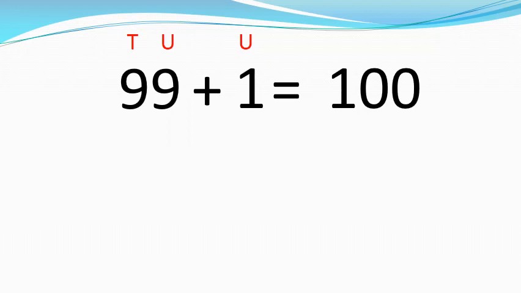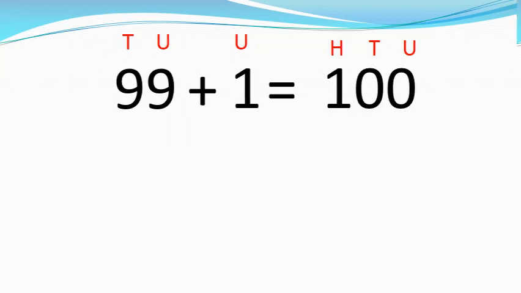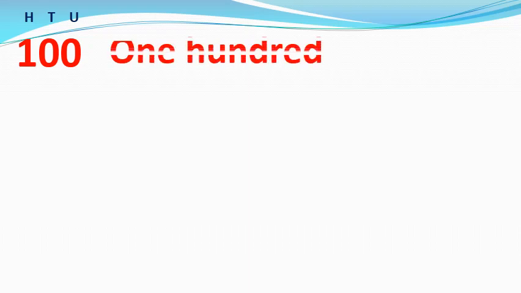Here, a new place is introduced along with the tens place and the units place, that is the hundreds place. So children, the biggest place in a three-digit number is the hundreds place and the smallest place is the units place. Now, we write number 100 as 100 and the spelling of 100 is ONE HUNDRED.